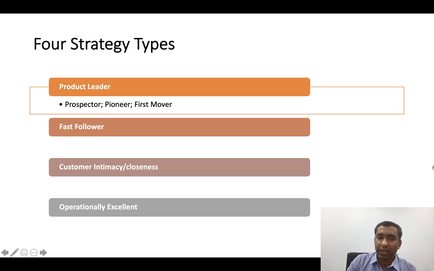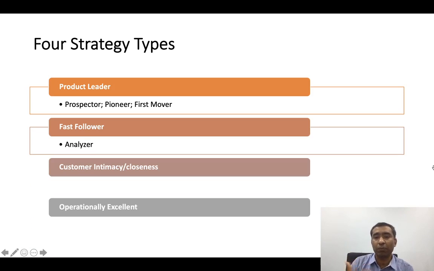Okay, now the second type is fast follower, or we call it analyzer. These are the companies who wait for big companies to introduce their product in the market. And if the product is successful and there is a lot of demand in the market, then immediately they will introduce their product, which is similar to the product leader. But they are not first mover, because first mover comes with a lot of risk. If your product fails, obviously a lot of money will go to waste.